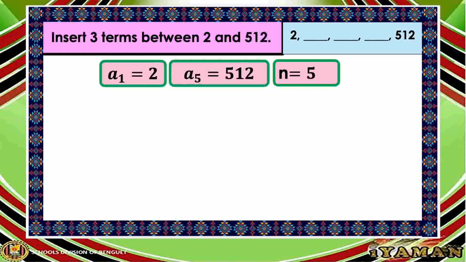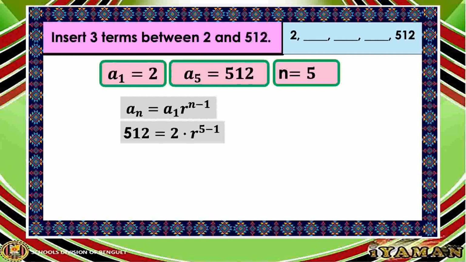Let us use the general formula. Then substitute the given values. A sub n now becomes a sub 5. And a sub 5 is equal to 512. A sub 1 is 2 times r raised to n minus 1, or 5 minus 1. Let us then simplify. 5 minus 1 is equal to 4.